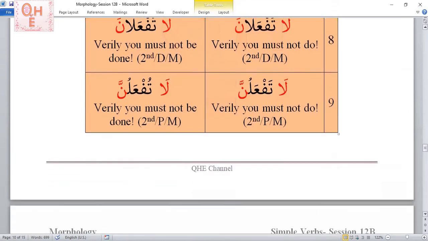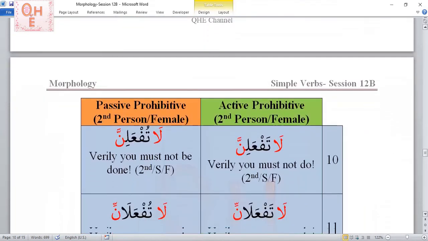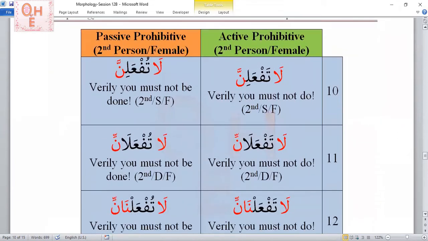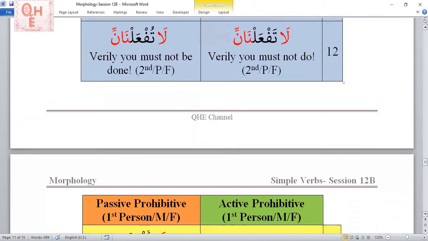Now the next chart is second person female prohibition, active, emphatic. لا تفعلن, verily you must not do. Over here the you is a second person singular female. And the last chart, inshallah, is first person.